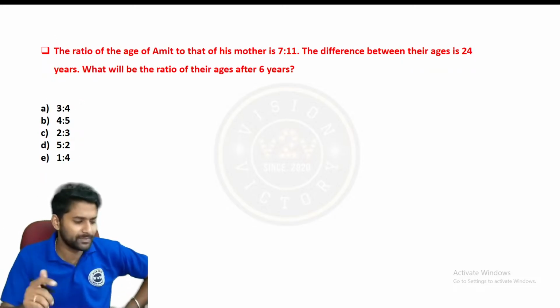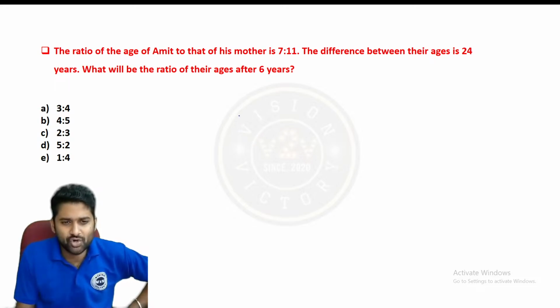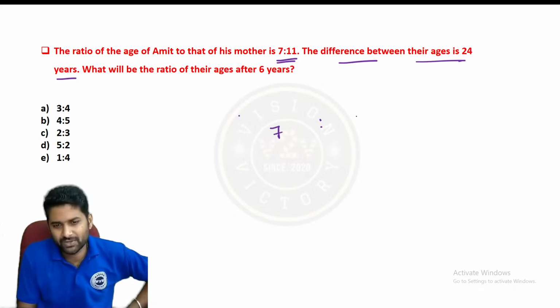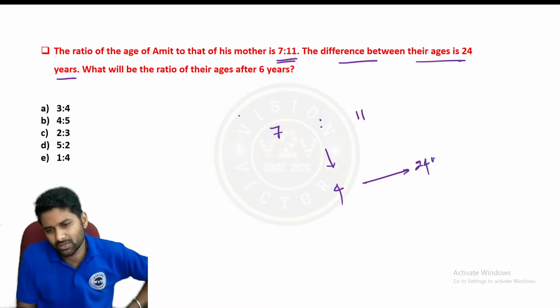See, one more question from the ages concept. The ratio of Amit to his mother is 7 is to 11. The difference of their ages is 24 years, guys. Here the respective ratio is 7 is to 11. How much difference can you see? 4 units. That is exactly equal to 24 years. If 4 units is 24 years, then each unit is equal to 6 years.